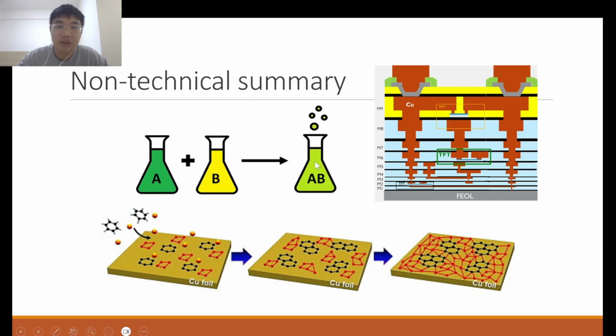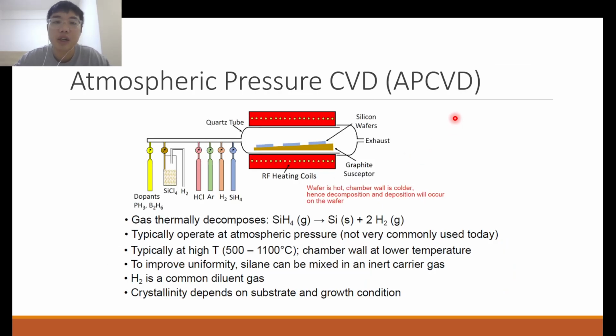It is very similar in principle to the chemical reactions that you are used to in the school laboratory, where you mix two chemicals and you get a resultant product. However, the difference is that in this case the chemical reaction is happening on a surface, and this is the principle behind CVD, chemical vapor deposition. Okay, so let's dive straight into the content.